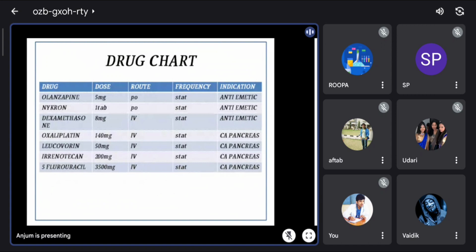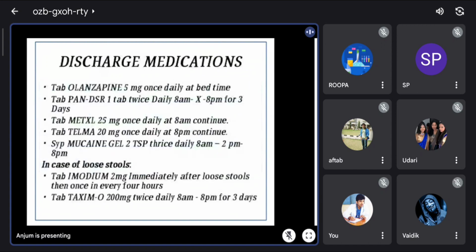So next is discharge medication. This is very important, because in the hospital, whatever we can do, we do, and after that everything depends on the patient. The only thing we can do is to suggest to him what he has to do at home. Further, it's his choice how he follows.